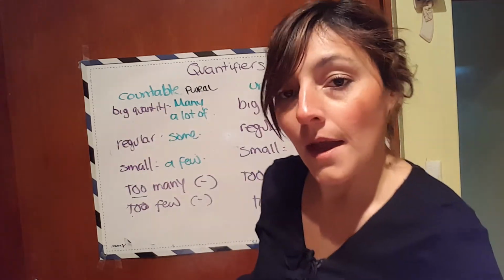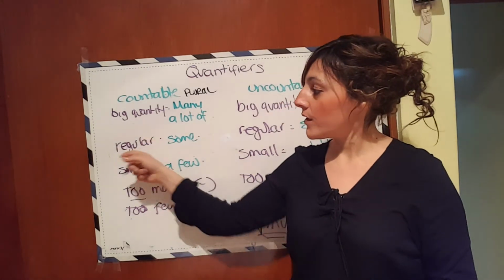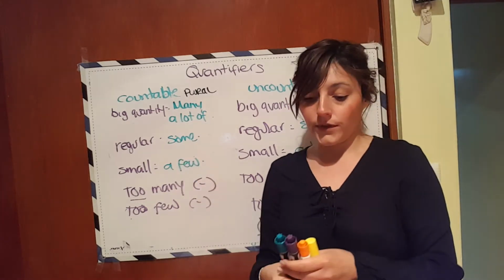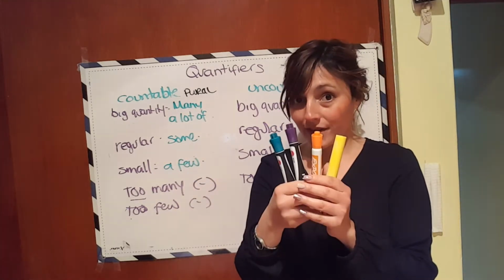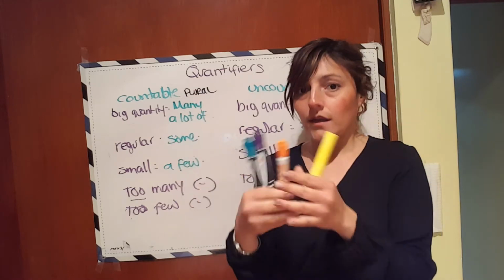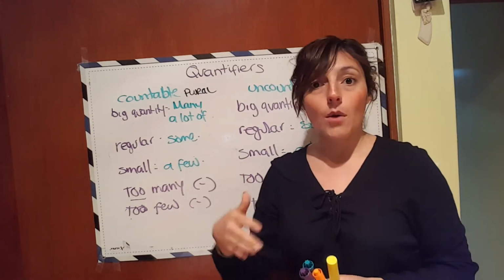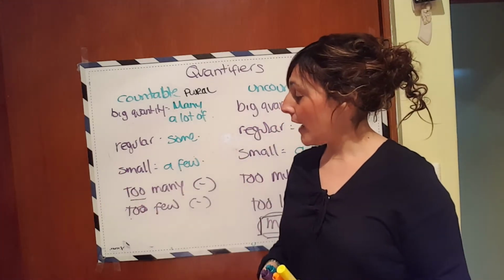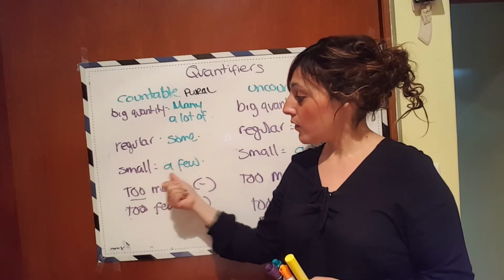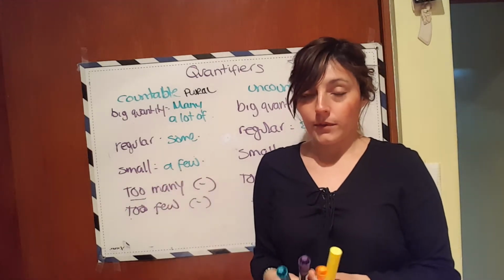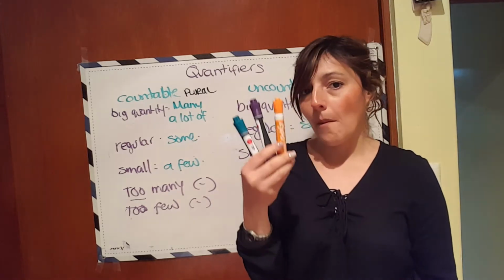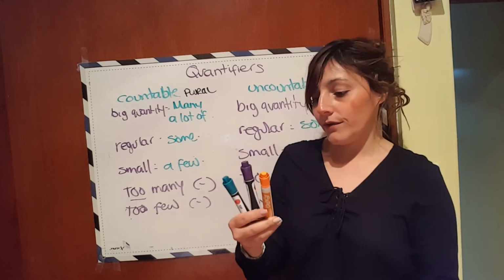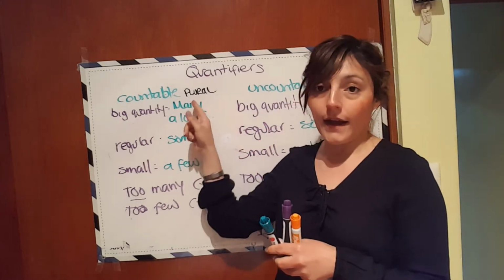Yes? My second expression is for a regular quantity. And it is some. For example, I have some markers. Now my quantity is not big, it's regular. I have some friends. I don't have many friends. Okay? And for a small quantity, you use a few. For example, I have a few markers, right? My quantity is small, and we are referring to things that we can count.